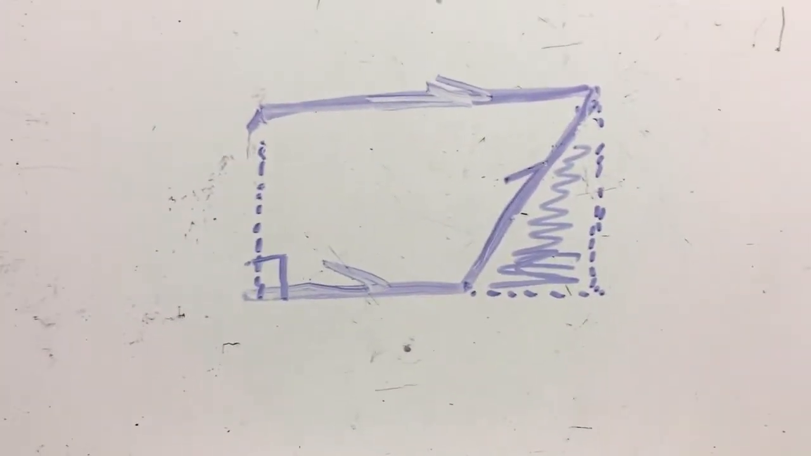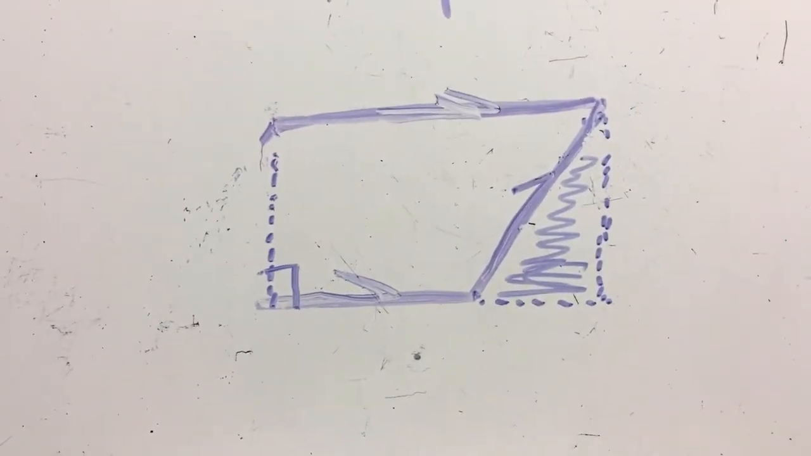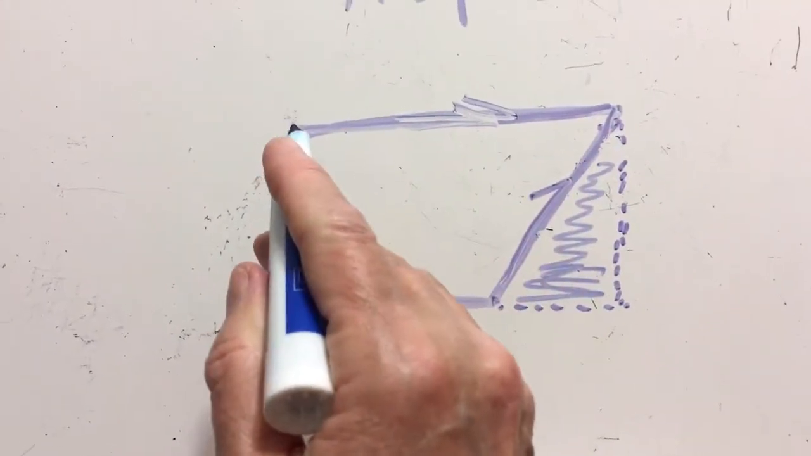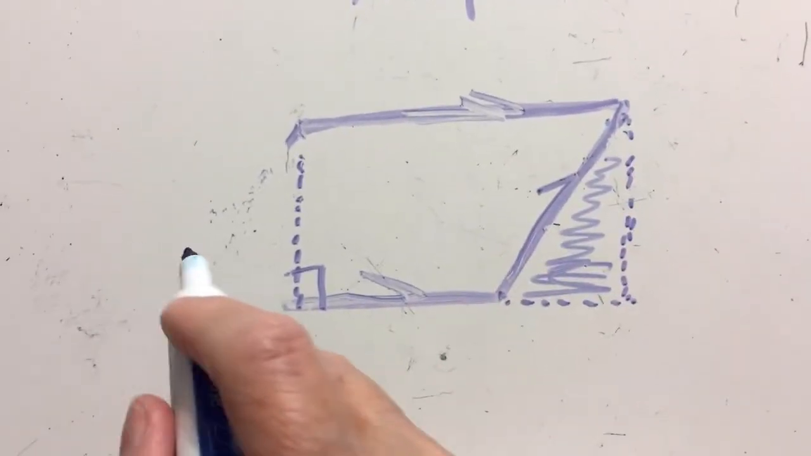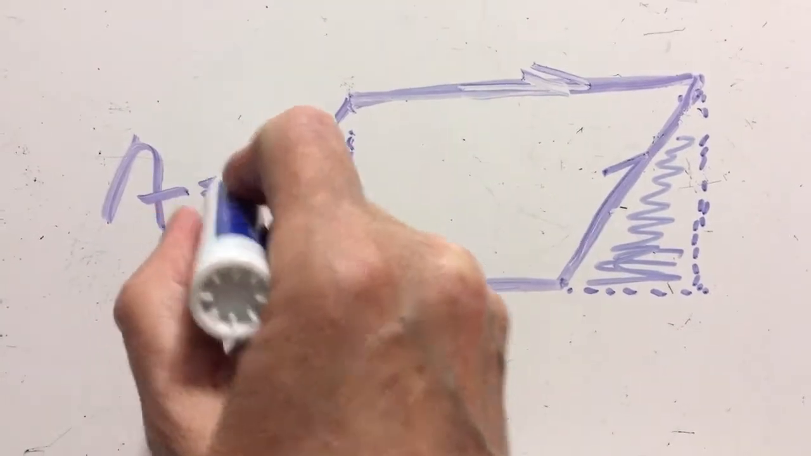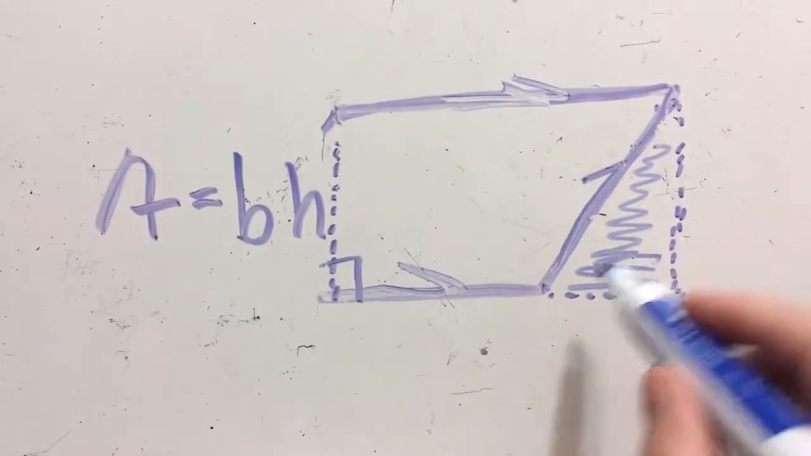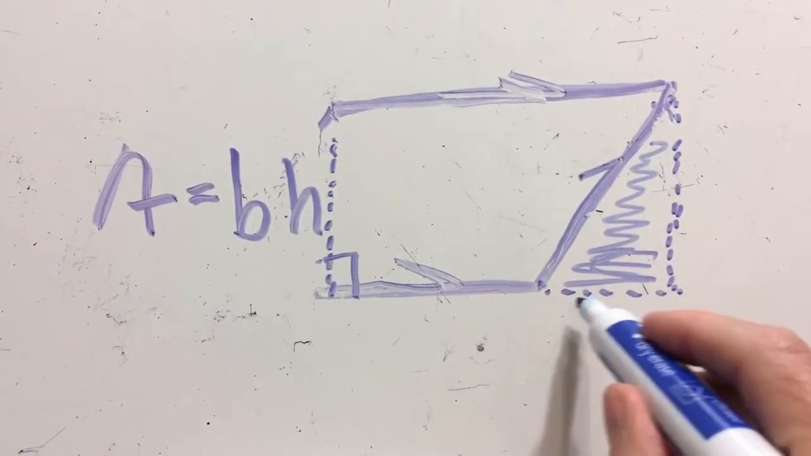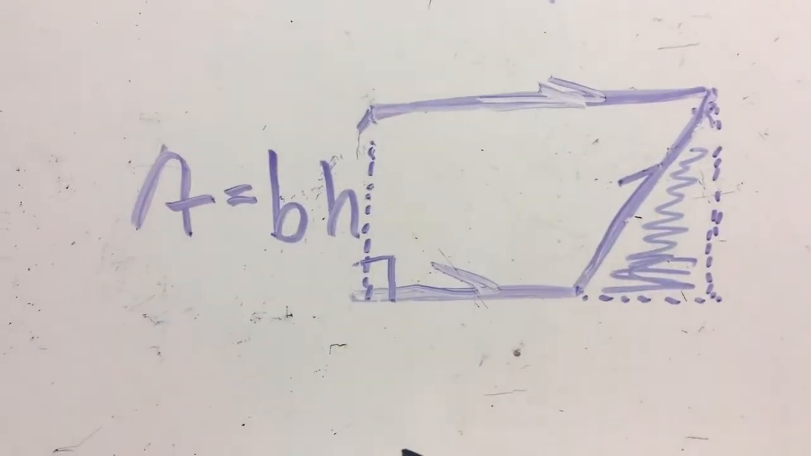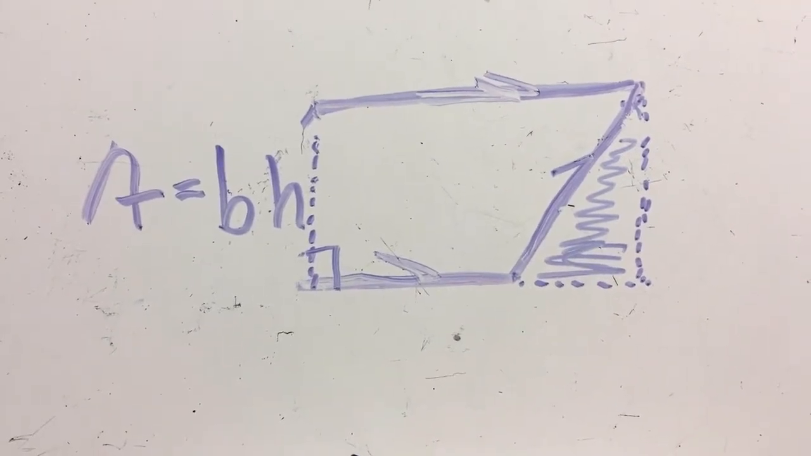So the parallelogram is going to have the same area as the rectangle with the same base, here's the base, and height. So the area of a parallelogram is simply base times height. It's not the slant height, it is the vertical height. So the vertical height and the base multiplied together will give you the area of a parallelogram.